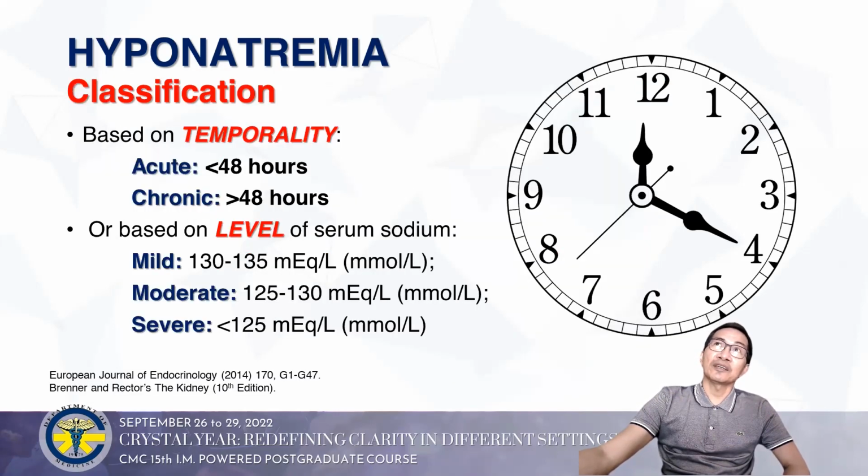Now, hyponatremia may be classified by way of either the onset or the level of serum sodium. In terms of the onset, it is deemed to be acute hyponatremia if the onset is less than 48 hours, and it is termed chronic hyponatremia if beyond 48 hours. On the basis of the level of serum sodium, you have mild hyponatremia if the serum sodium is 130 to 135 milliequivalents per liter, moderate if it is between 125 to 130 milliequivalents per liter, and severe if less than 125 milliequivalents per liter.